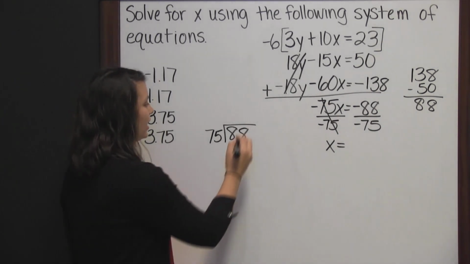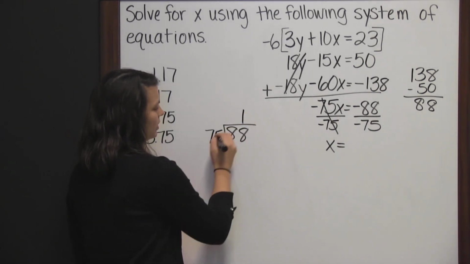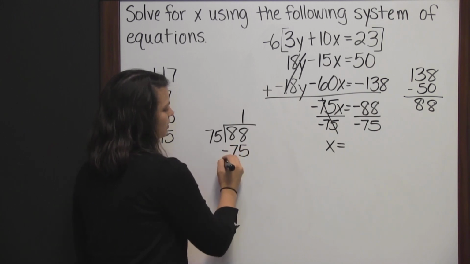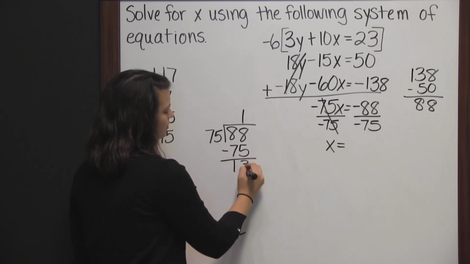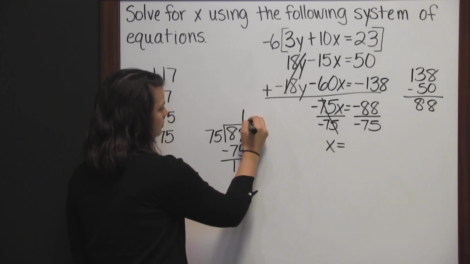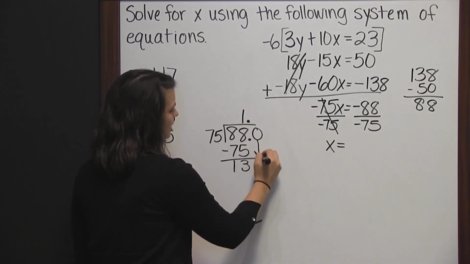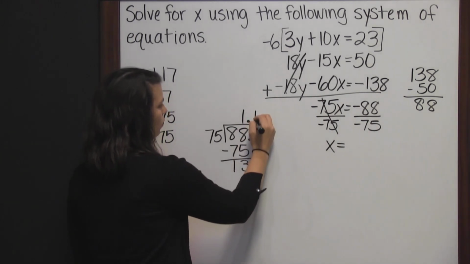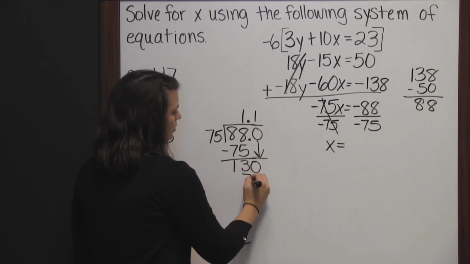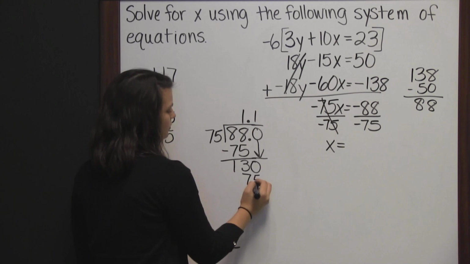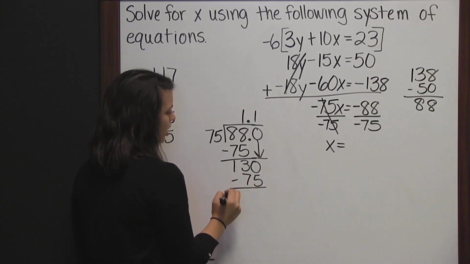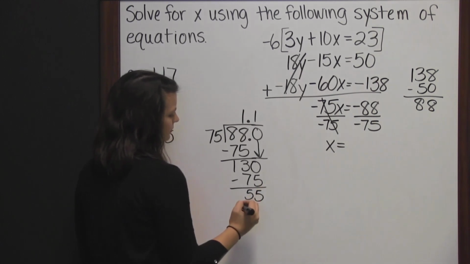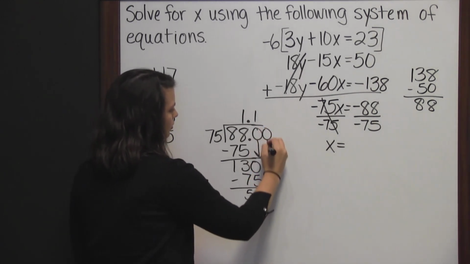75 goes into 88 one time. 75 times 1 is 75. We subtract and we get 13. Add a decimal and a 0, bring it down. 75 goes into 130 one time. 75 times 1 is 75. Subtract, and we get 55. Add a 0 and bring it down.